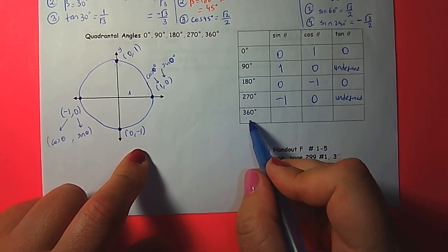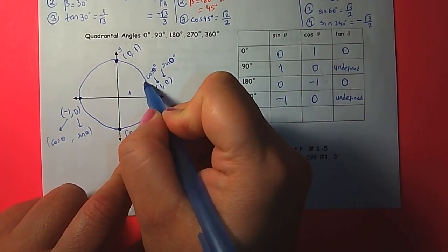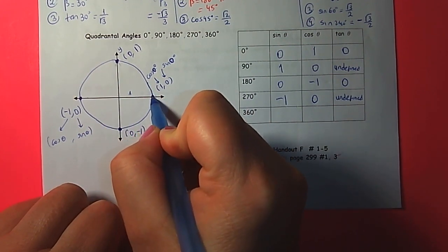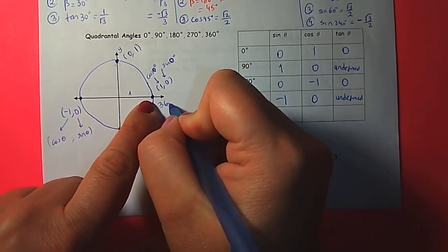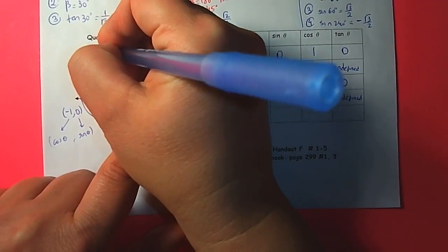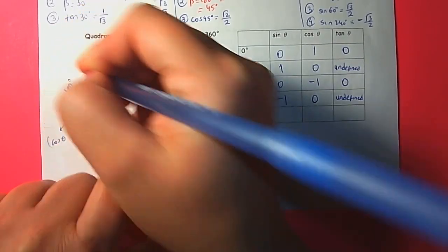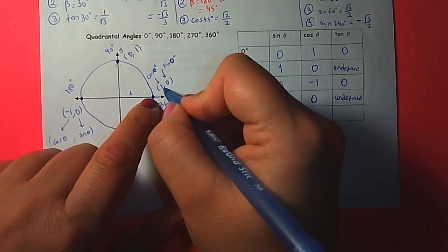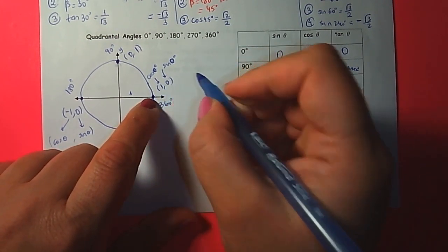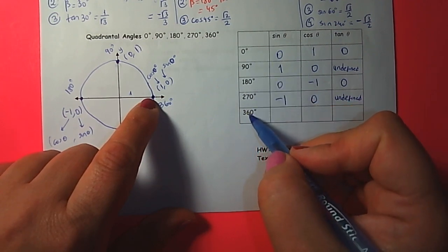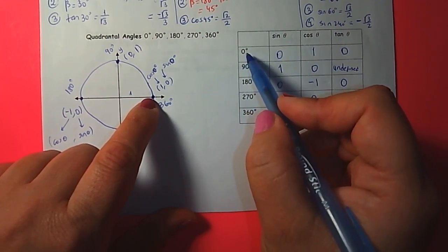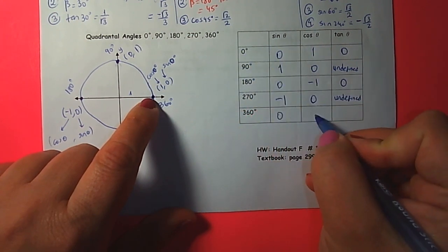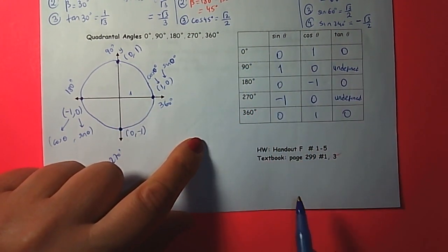And finally, for 360, we make one full rotation and come back to the x-axis. So 360 is here. This is 90, 180, 270, and 360. That point again has coordinates of 1 and 0, so the ratios for 360 are the same as the trigonometric ratios of 0. So we get 0, 1, and 0 here.